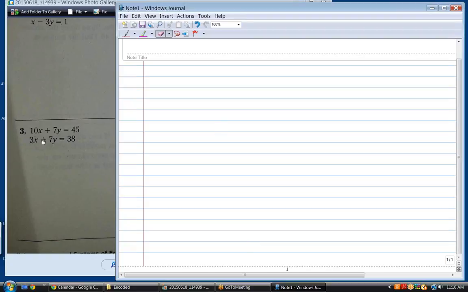Okay, so just looking at 3 without me rewriting it, what are we going to do? We're going to multiply one of them by a negative 1 so that it will cancel out one of the lines. Okay, or notice that this is the perfect one to subtract equations. In other words, if I subtract equation 2 from equation 1, I immediately end up with all positives. I get 7x equals 7.